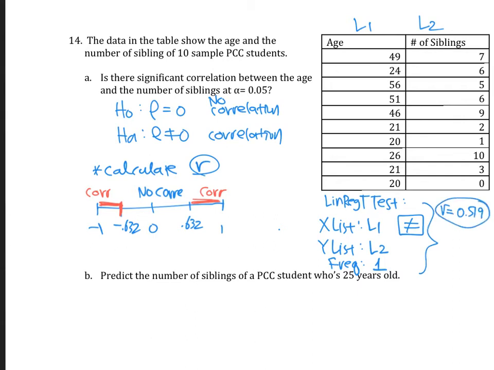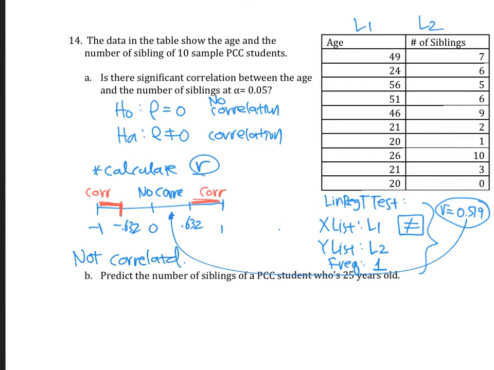So my data gave us 0.519 as R value, which is like right here. It's not in the red region, it's in the middle, because 0.632 is here, 0.519 is closer to 0. So let's see, this goes here. So no, not correlated then.